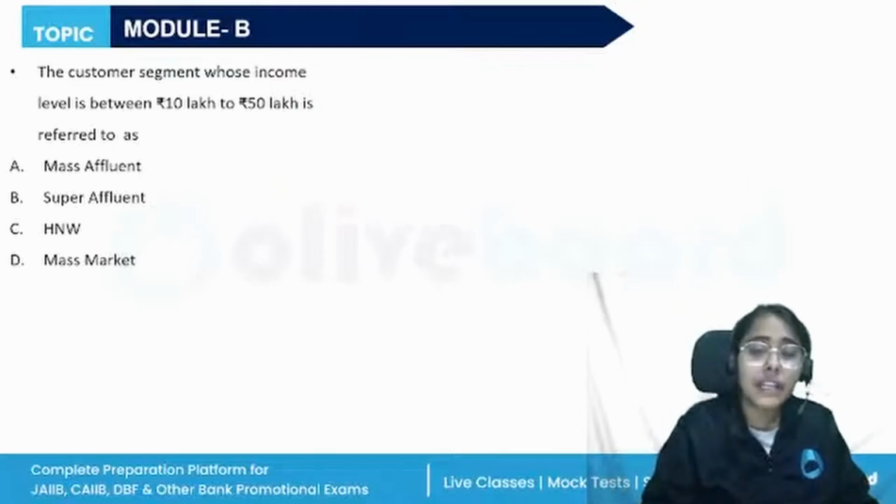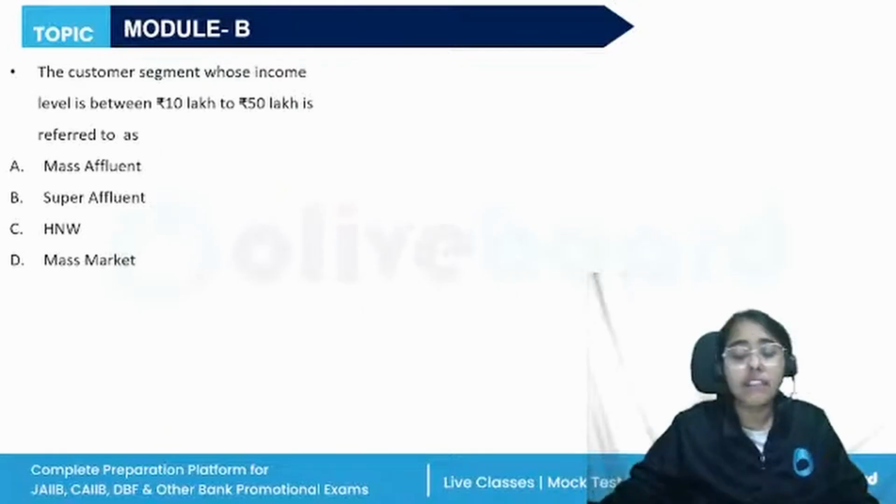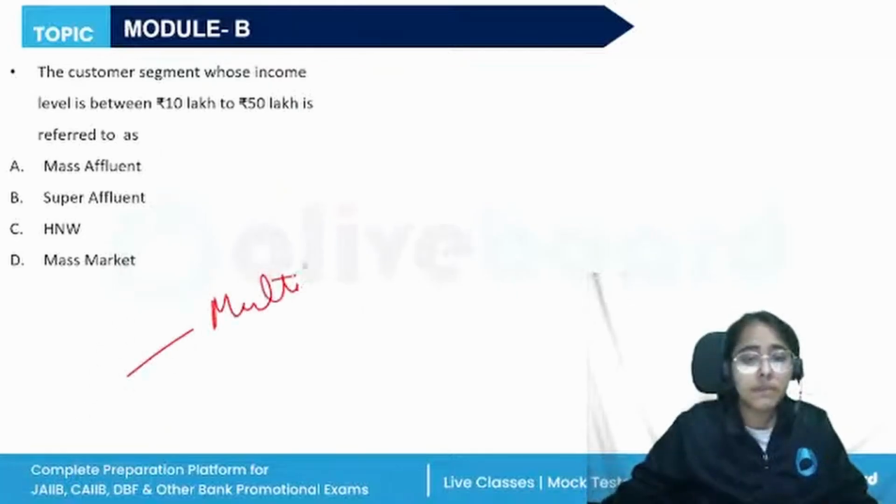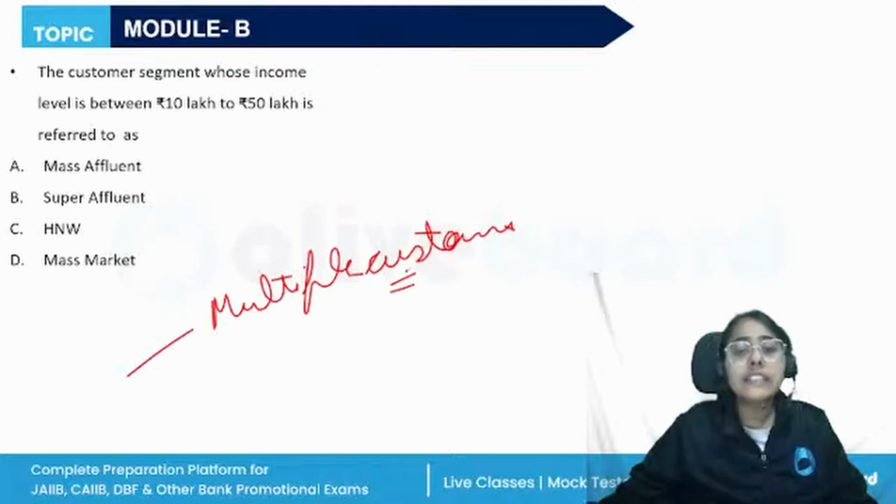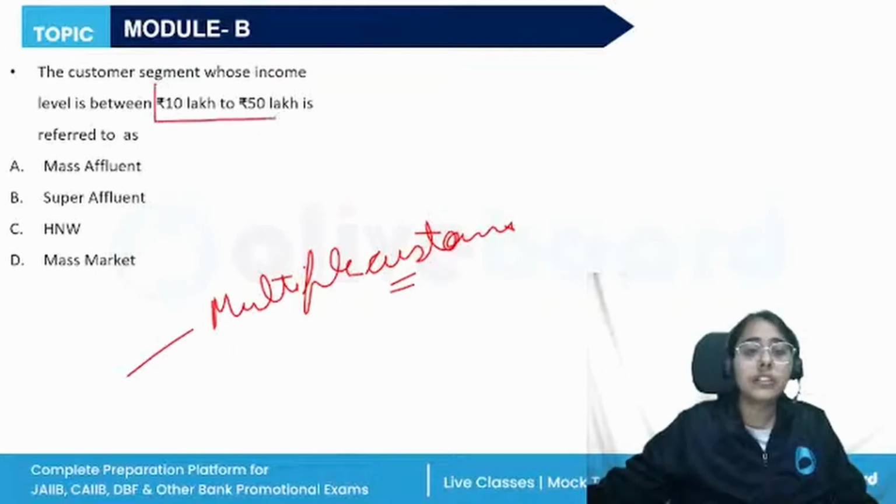The customer segment whose income level is between rupees 10 lakhs to rupees 50 lakhs is referred to as. So in retail banking, we know there are multiple customers. So customers are divided or segmented, and categories of customers are created on the basis of their income level. So here the question says income level between 10 lakh to 50 lakh is referred to as mass affluent, super affluent, high net worth, or the mass market.